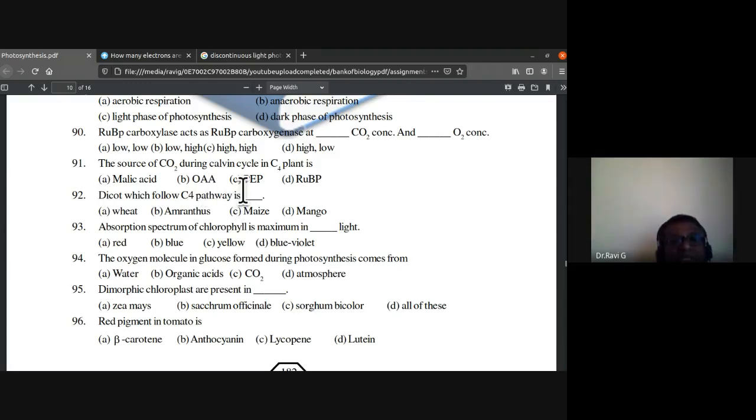B is the answer. The source of carbon dioxide during Calvin cycle in C4 plants, is it malic acid, oxaloacetic acid, or PEP? So it is from malic acid. Malic acid breaks down to form a three carbon compound and carbon dioxide is released. So the source of carbon dioxide during Calvin cycle in C4 plant is malic acid. So 91 A is the answer.